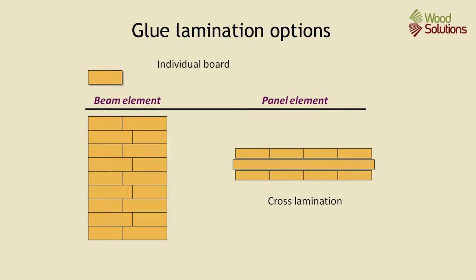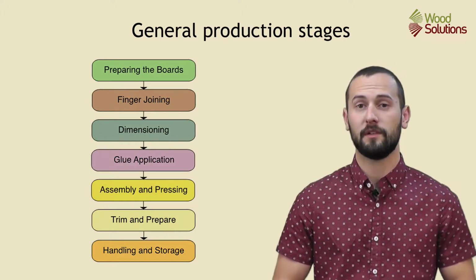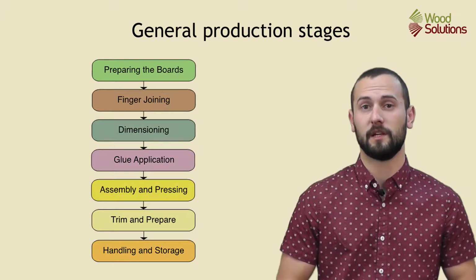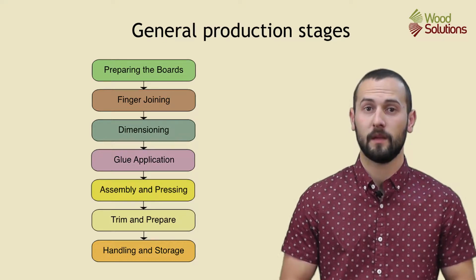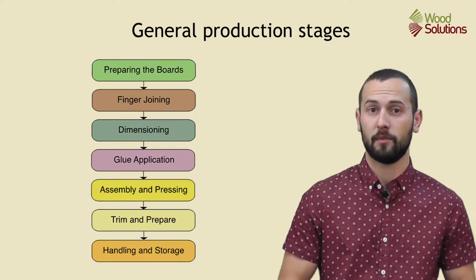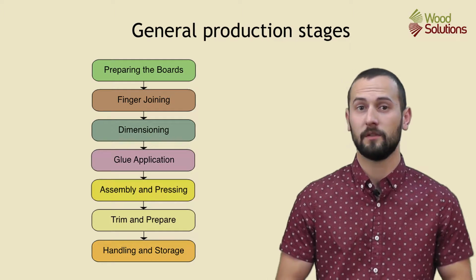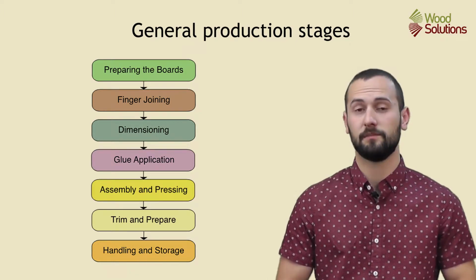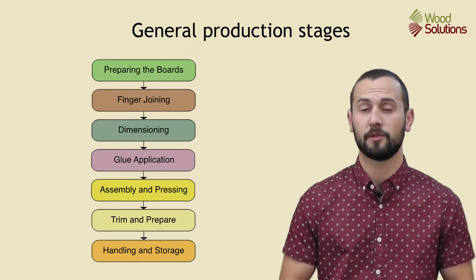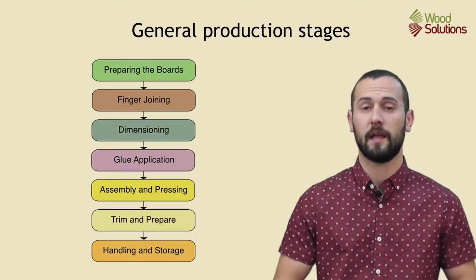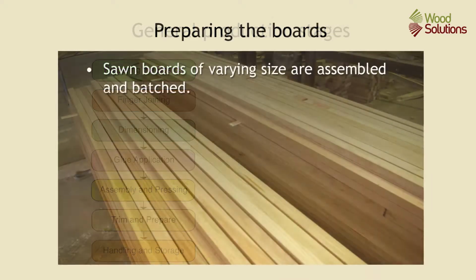The equipment suite for making the material can vary considerably depending on the scale of the operation and the manufacturer's target products. This will be evident as we go through the main production stages for glue laminated timber. These include preparing the boards, finger jointing, dimensioning, glue application, assembly and pressing, trim and preparation, and handling and storage.